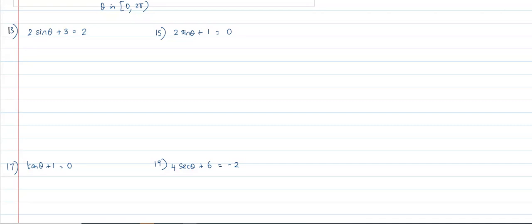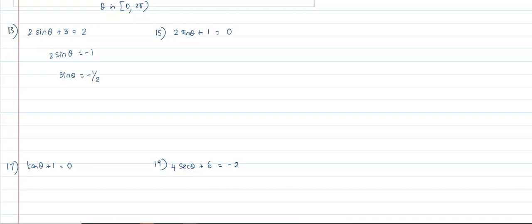Okay. In these questions, we are going to be solving equations and giving solutions in the interval 0 to 2 pi. So the first thing I'm going to do here is make sure that the left side only has the trig function in it, meaning I'm first going to subtract the 3 from both sides and divide both sides by 2. So sine theta is negative half.